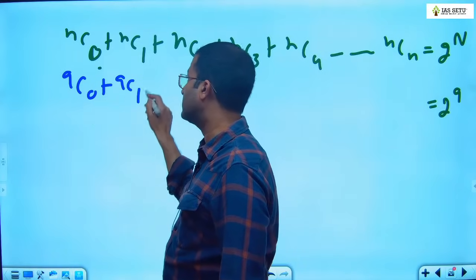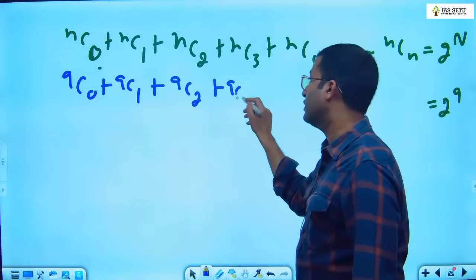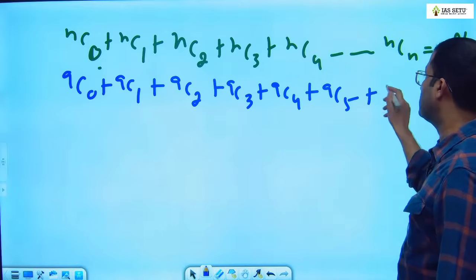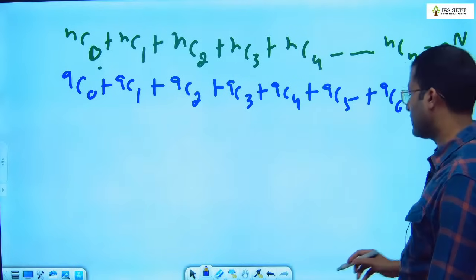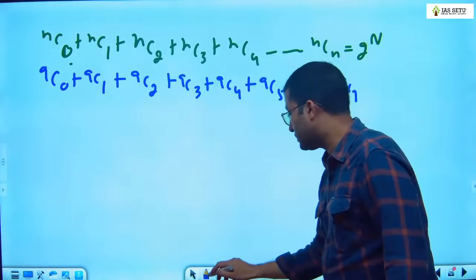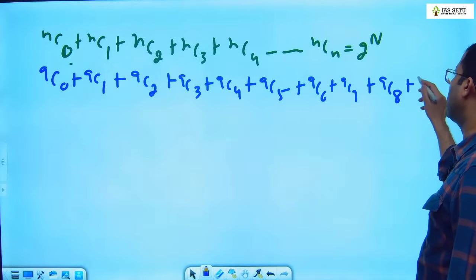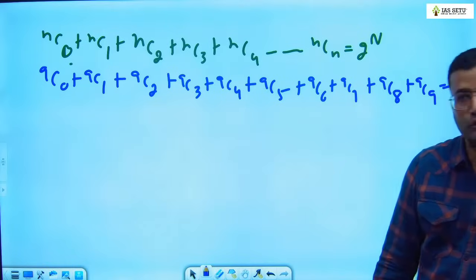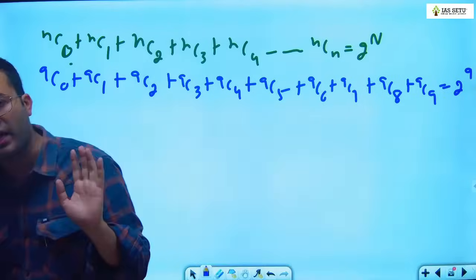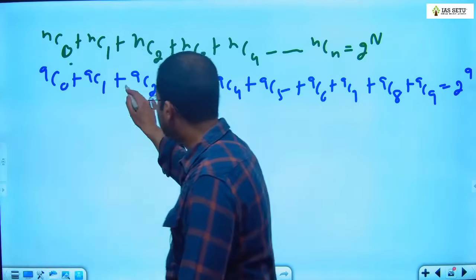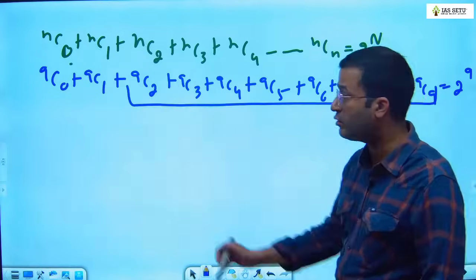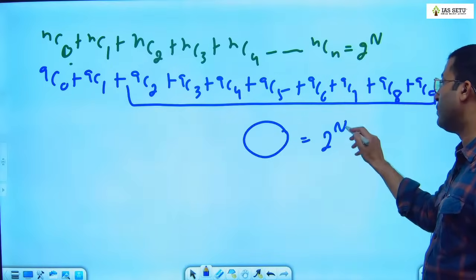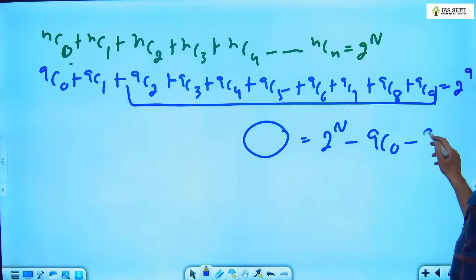9C0, 9C1, 9C2, 9C3, 9C4, 9C5 plus 9C6 plus 9C7 plus 9C8 plus 9C9 is 2 is to power 9. सिंपल है. NC0 to NCN सिंपल होता है 2 की पावर n. ओके, इसमें ये सब तो निकाल रहे हैं. What we are not finding, इसको वहां जाके माइनस कर दो. Our required answer is 2 is to power n minus 9C0 minus 9C1.